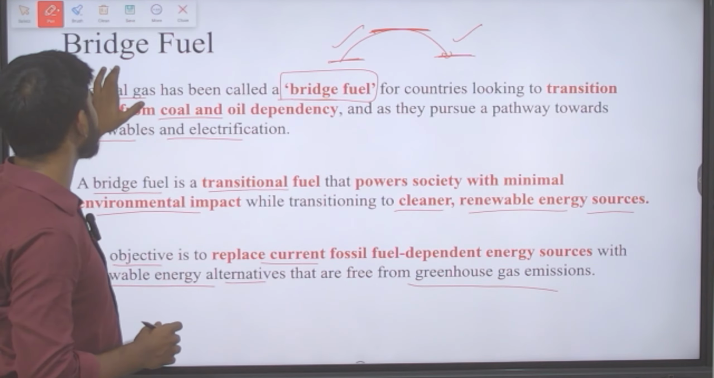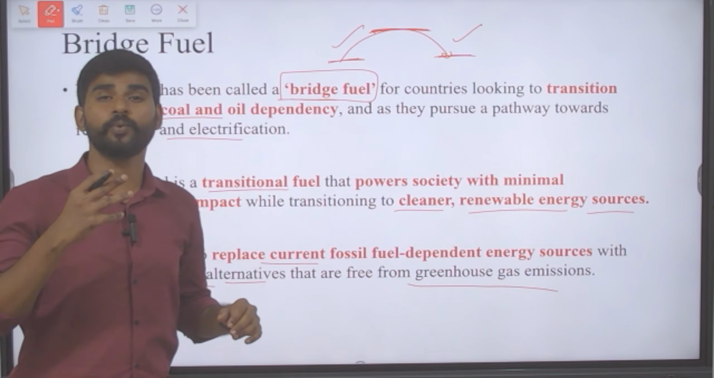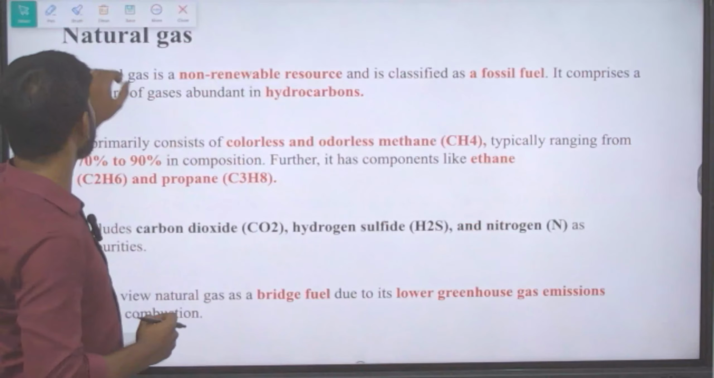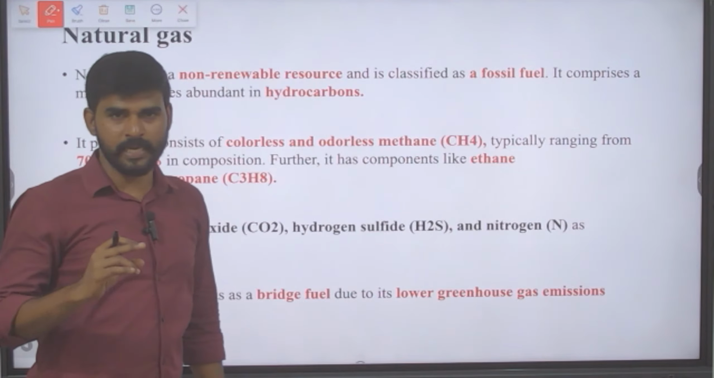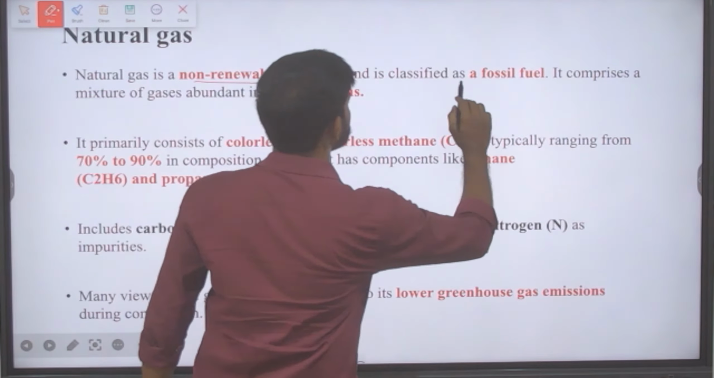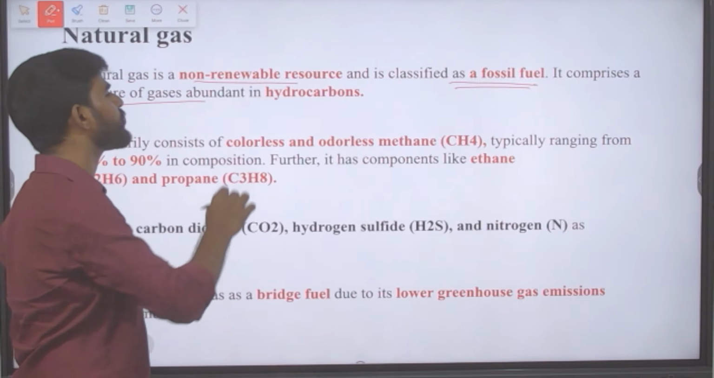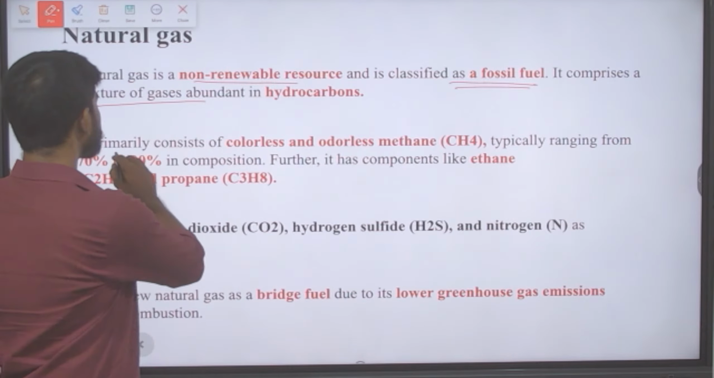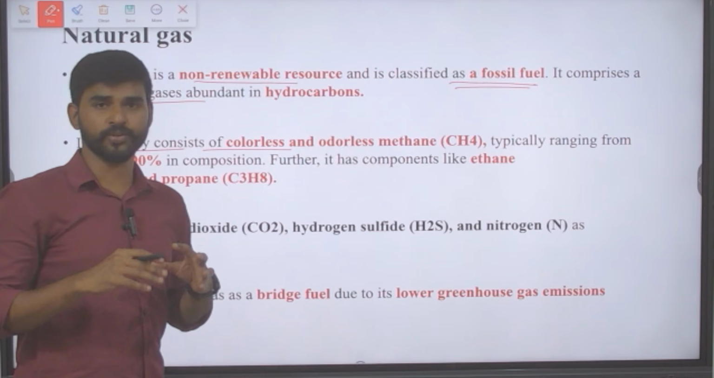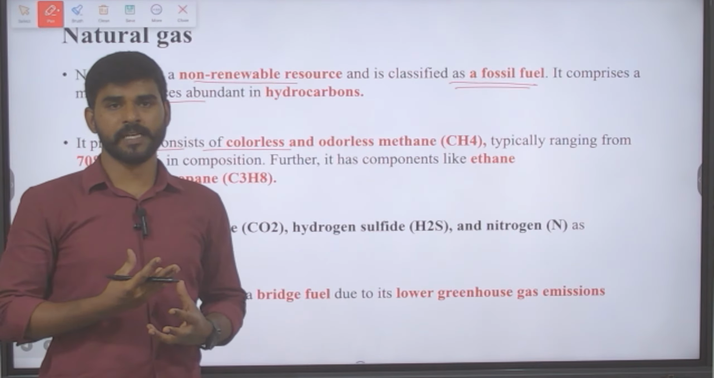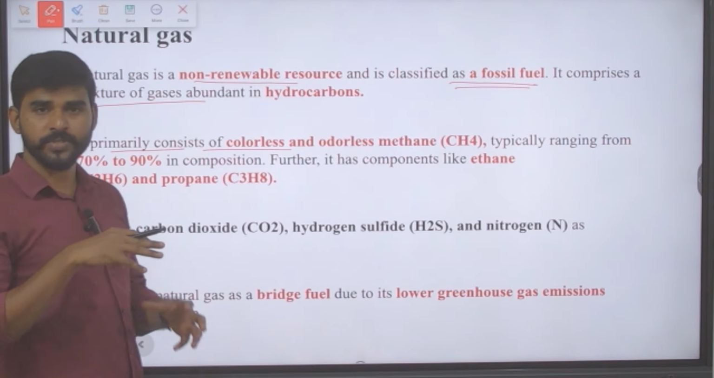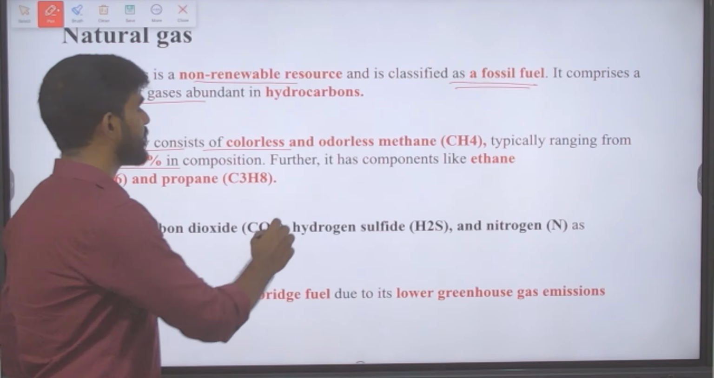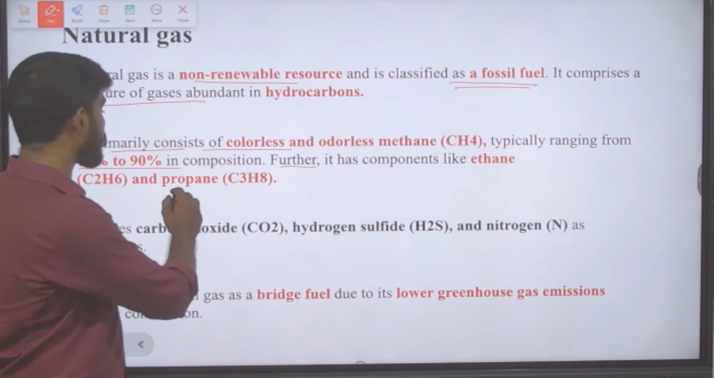So here we are talking about natural gas. So from an exam point of view, we need to know what is natural gas, what is its composition, what is it made of. Okay, so let us get into those details. Natural gas is a non-renewable resource, as we all know. Yes, it is a non-renewable resource, and it is classified as a fossil fuel, and it comprises a mixture of gases that are abundant in hydrocarbons, just like petroleum and coal. Okay, so it primarily consists of colorless and odorless methane. So the primary composition of natural gas here is methane, CH4, whose composition ranges from 70 to 90 percent, and further it has other components like ethane and propane also.